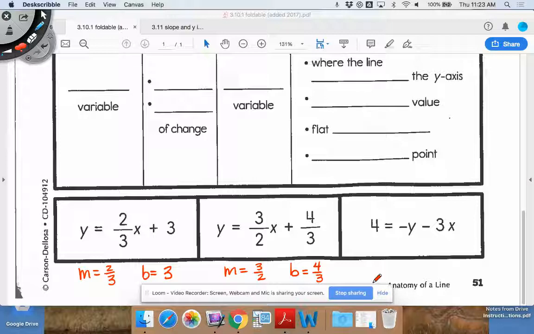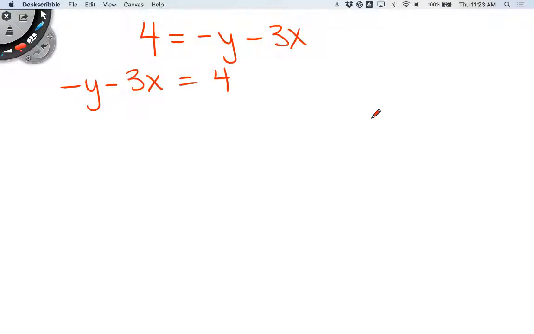Then the last one we're going to need to chat about. So we practiced the other day putting equations into y equals format. I'm actually going to clear my screen off so I'm just going to rewrite it. It's 4 equals negative y minus 3x. Okay, so one thing that some students do is they literally flip this entire thing around. So it would be negative y minus 3x equals 4. Is that okay? Yeah, so it kind of helps you get it more in the order you're used to.